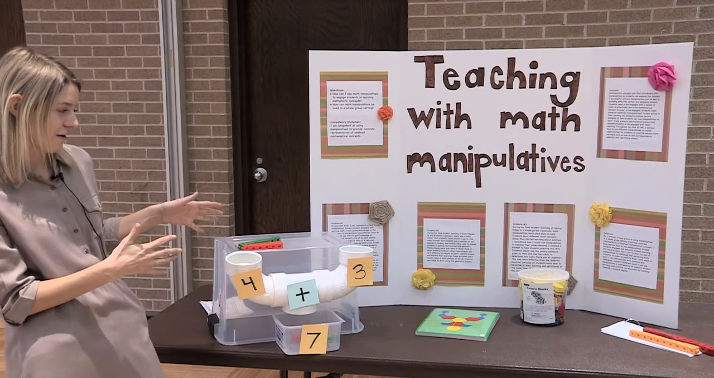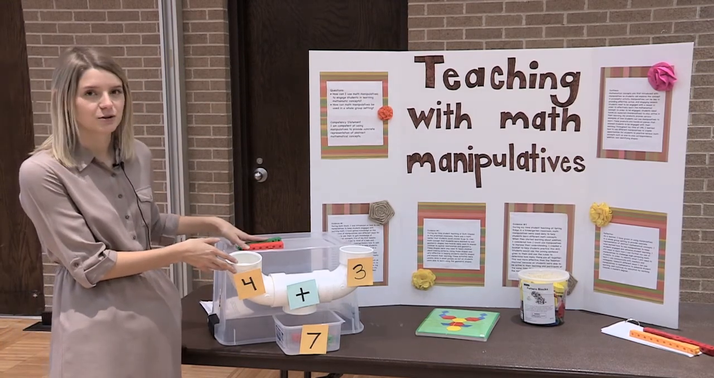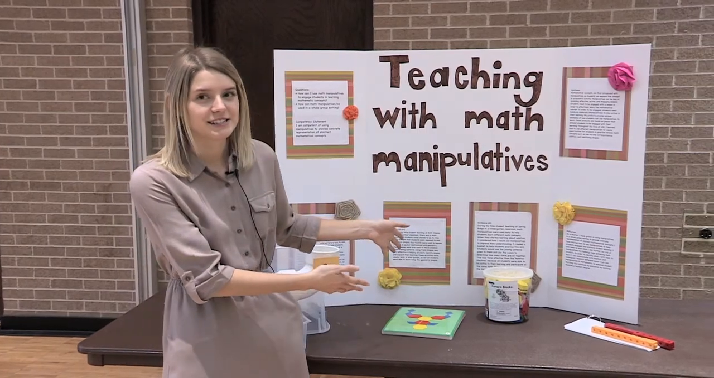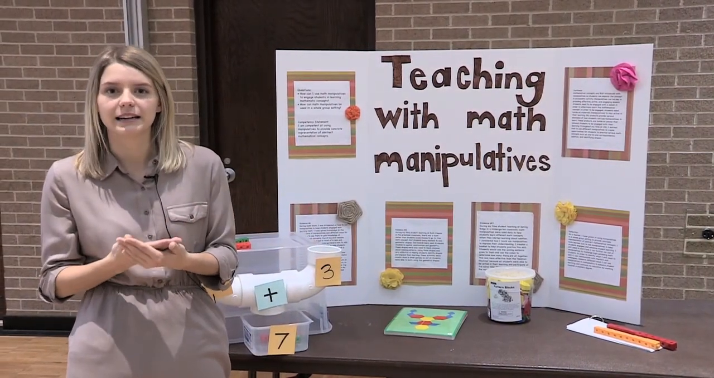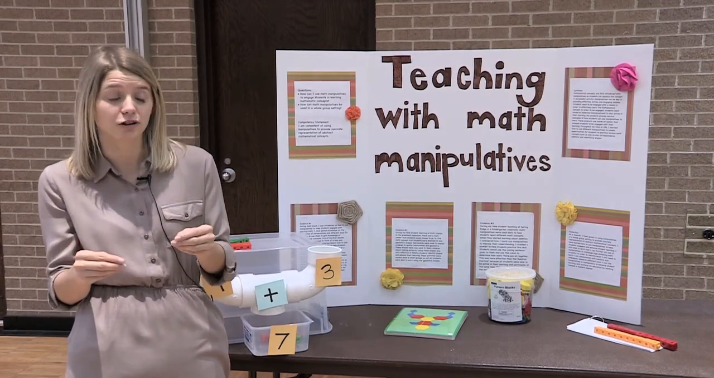So as you can see so far, the first piece of evidence was more individual, and this piece of evidence is small group. As I'm reflecting on it, I'm thinking, well, how can I meet the needs of all my students and not just small groups?